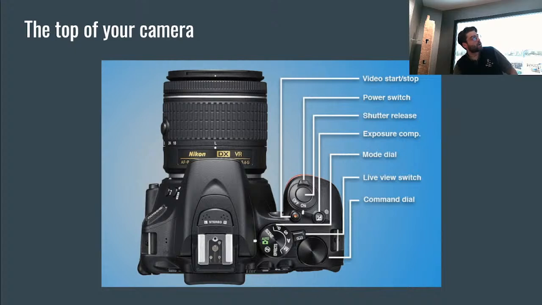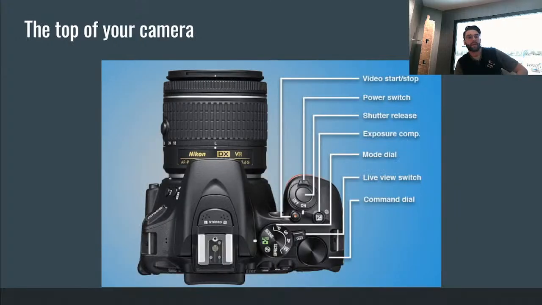From there we have our power switch. Typically our power switch will be labeled on and off, and we'll have a little in-place dial for where you're at. Most of the time it's a toggle switch that's going to be next to the shutter release, and that's what's in the center of that image right there. So the shutter release on the Nikon D5600 lives in the middle of the on and off switch.